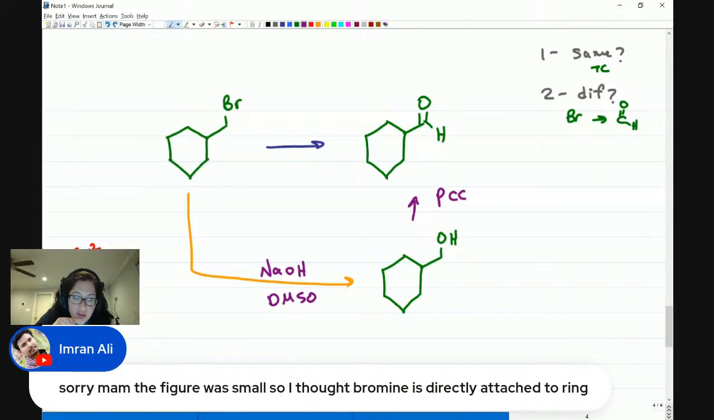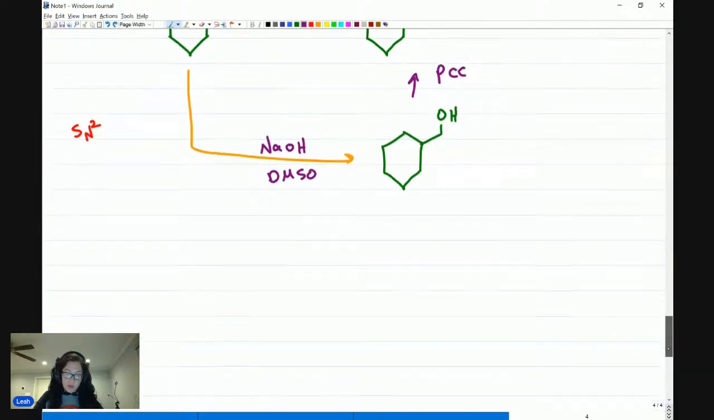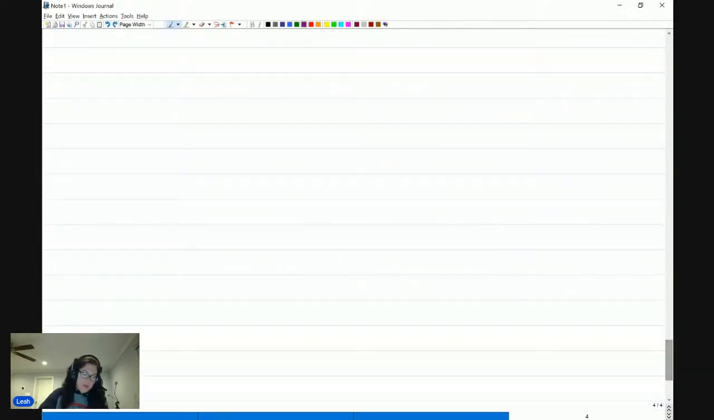The figure was small, so I thought the bromine is directly attached to the ring. I know some students are watching this on a mobile, so maybe I will try to do the next one a little bit bigger. But let's try something. Trying to think if I should go evil. What do you think? Easy, medium, or hard for the next one as I think about what to do with this molecule. I'm making these problems up as I go.